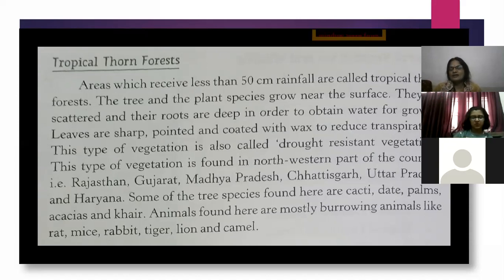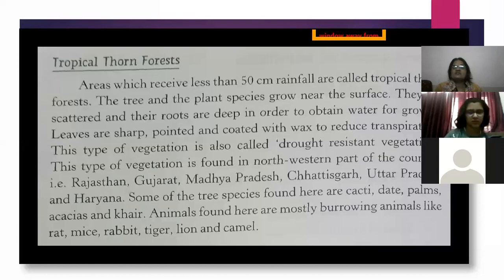Why drought? Because you know what drought is? Drought is the condition where there is no rainfall, no water, and plants grow on their own, sucking water from the soil. So tropical thorny forests are also drought resistant vegetation. This type of vegetation is found in the northwestern part of the country, meaning Rajasthan, Gujarat, Madhya Pradesh, Chhattisgarh, Uttar Pradesh and Haryana. These are the areas where we can find tropical thorny forests.